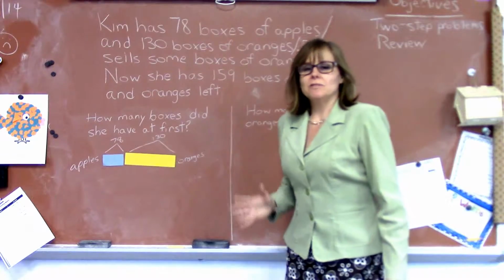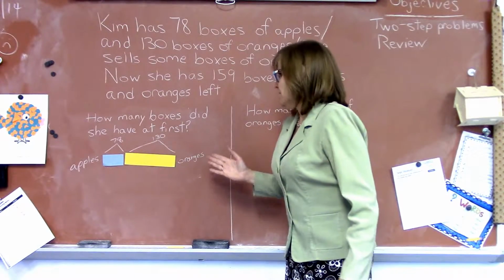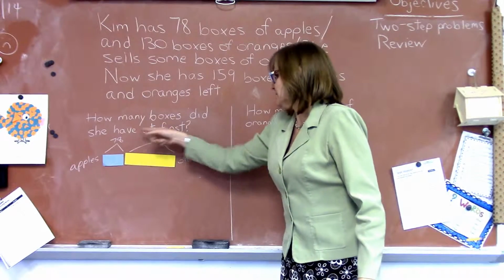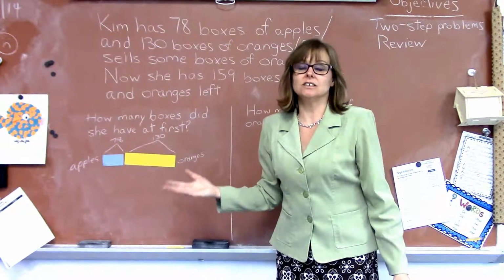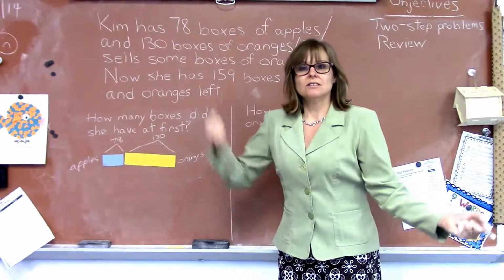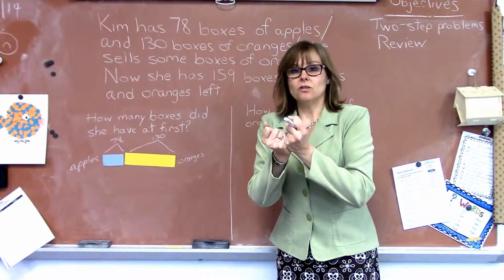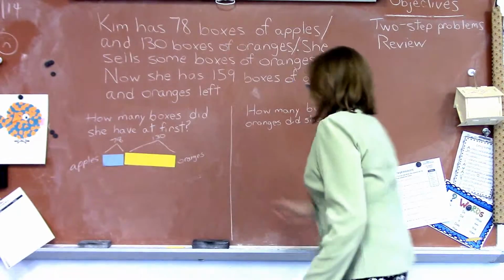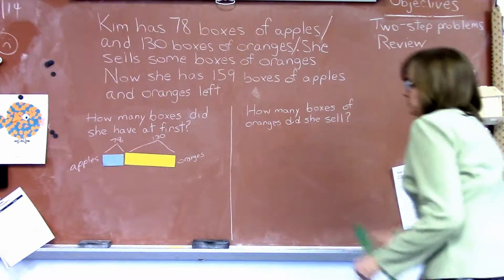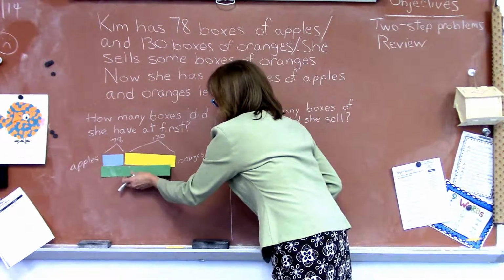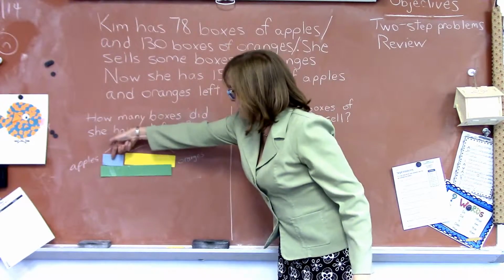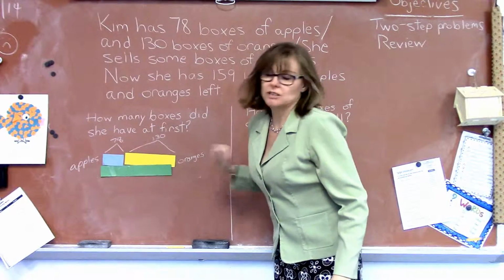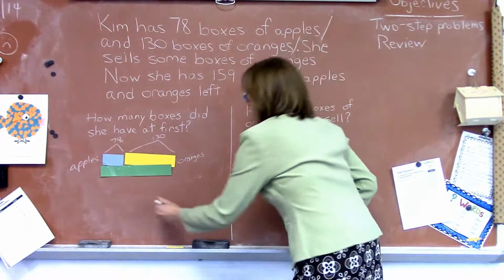Now, at this point, we actually can answer this first question. The first question was, how many boxes did she have at first? If we remember our rules of addition, part plus part is equal to whole. Well, if I want to know what the total is, in other words, if I were to take the blue and the yellow and mix them together to get my green, that's going to be an addition problem. Part plus part is going to be equal to the whole. So let's go ahead and solve that problem.